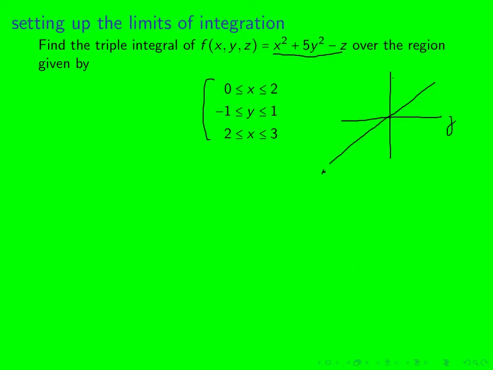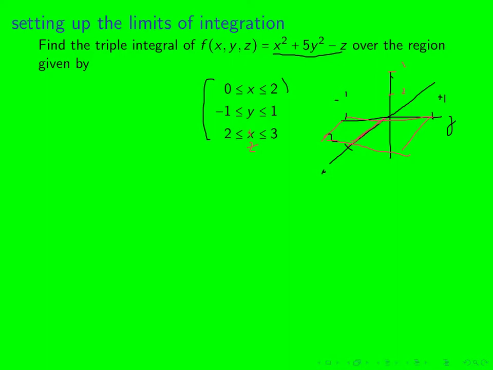So the x values are going to go from 0 to 2, so I'm thinking of x values along here, and then the y values go from y equals minus 1 to y equals plus 1, so we're thinking about all the y values along here. So far we're up to a region in the xy plane that looks like that rectangle, and then finally, oh no, that should be a z. The z values are going to go from 2 to 3.